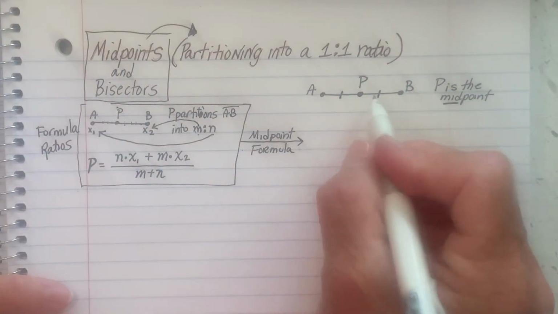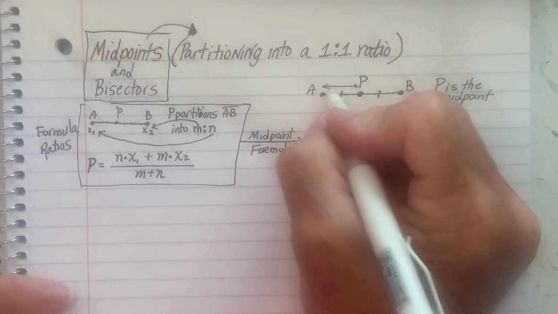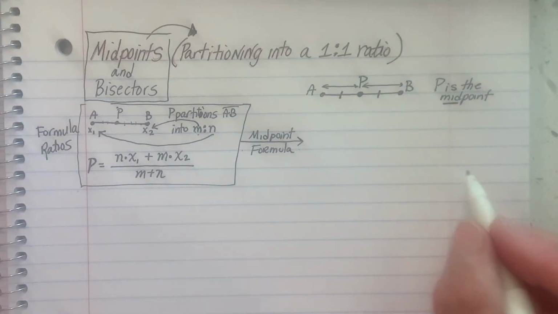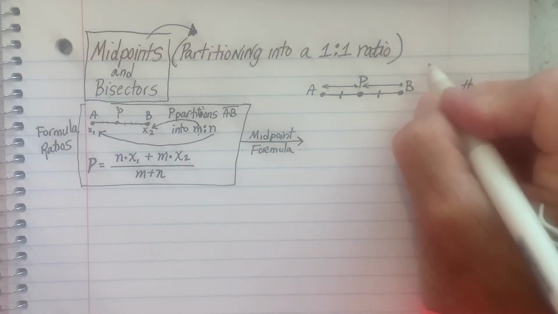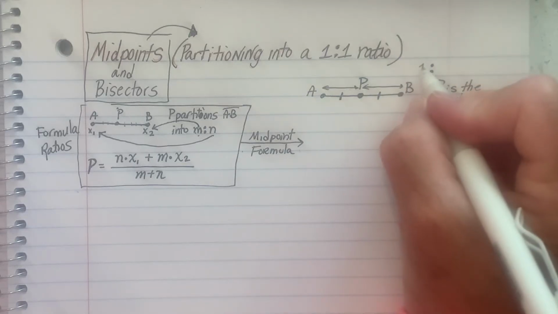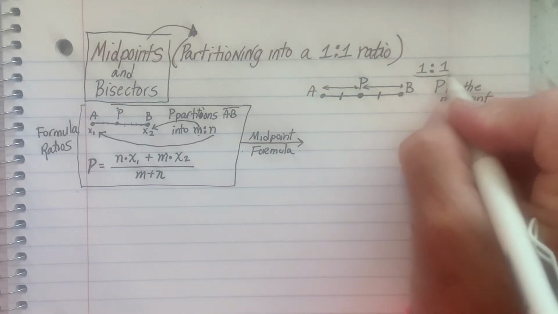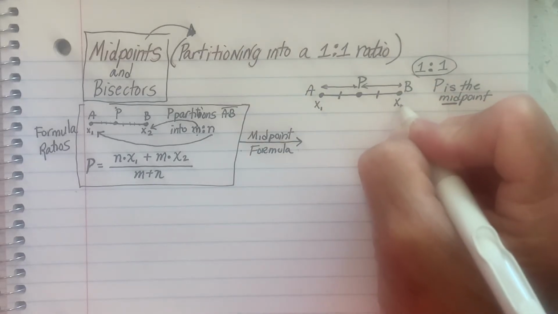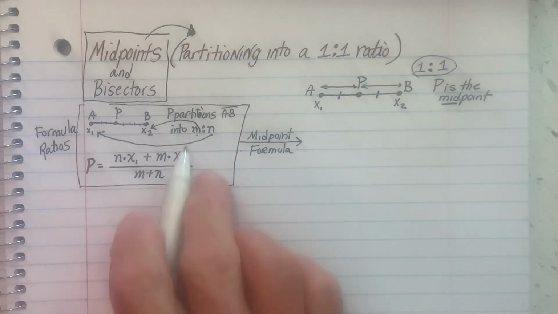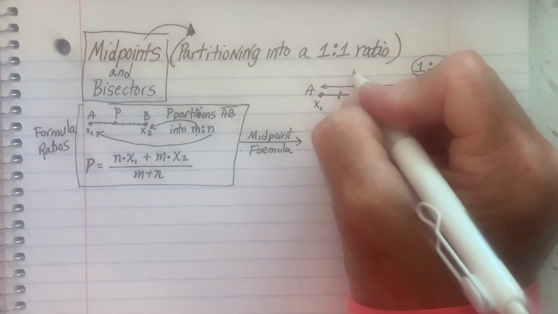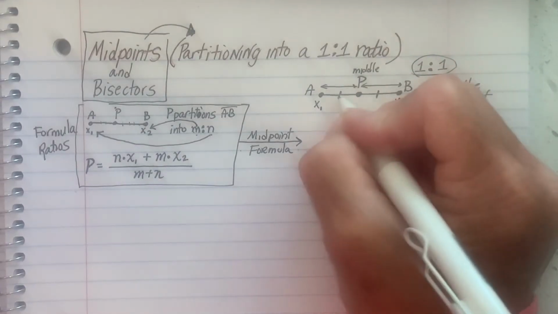And those tick marks mean that the distance between A and P is exactly the same as the distance between P and B. So what's that ratio? That ratio would be from A to P, there's one part, and from P to B, there's one part, and those are equal parts. So it's in a 1-to-1 ratio. If the value at point A is x sub 1, and the value at point B is x sub 2, we can use the same exact formula that we used over here. Only this time P is exactly in the middle, okay? So these are equal parts.